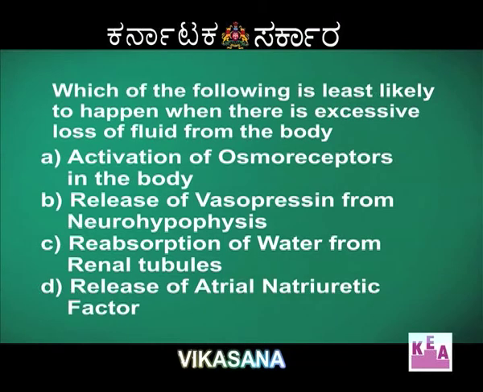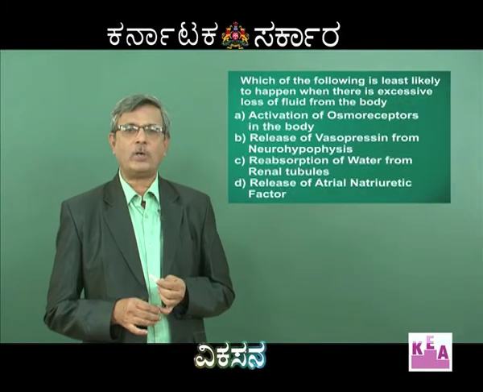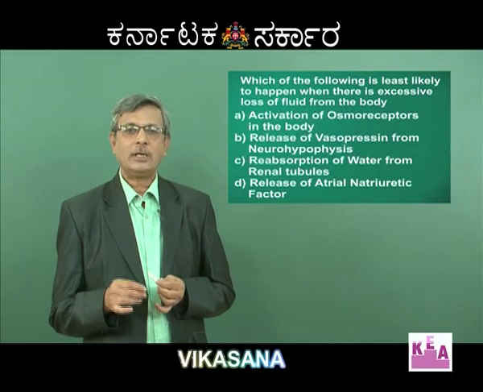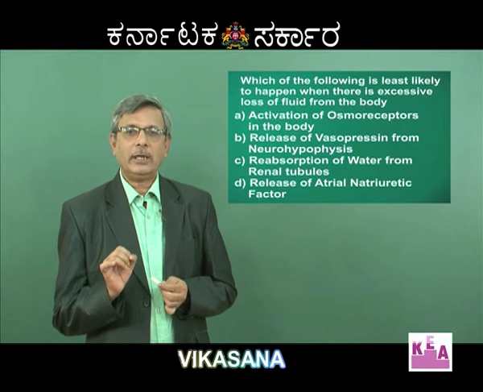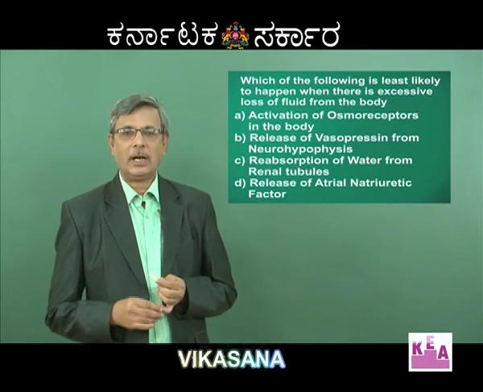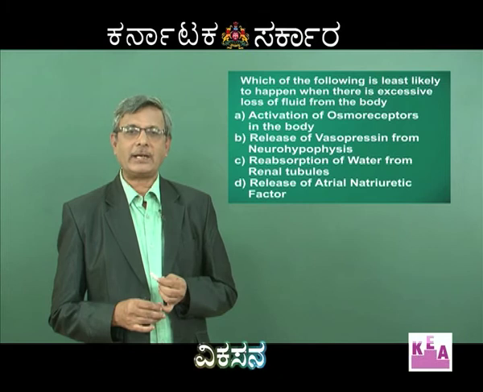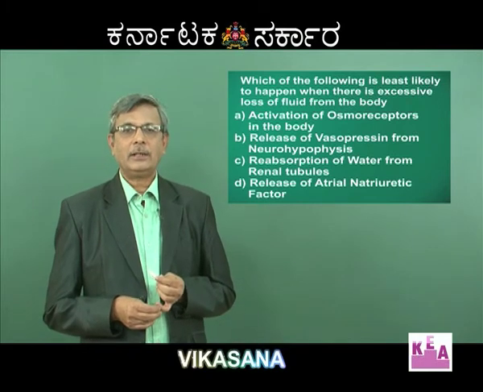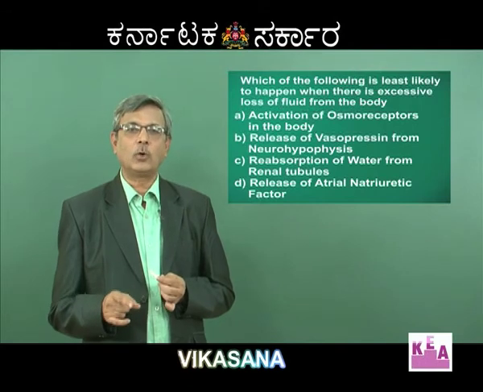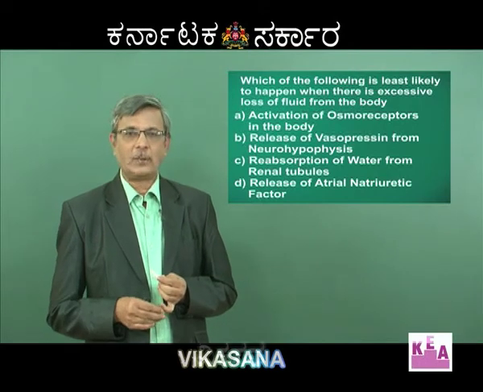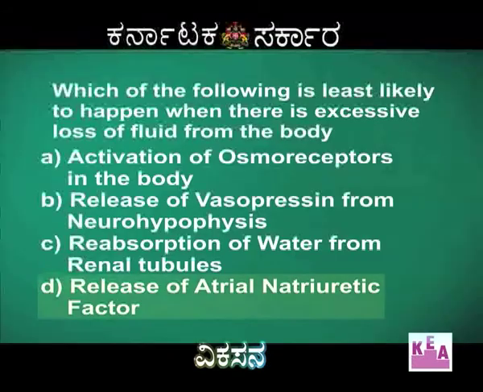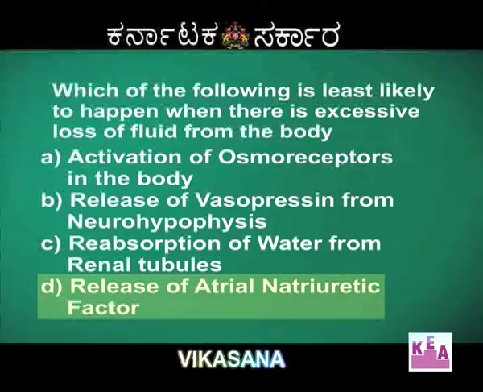Release of atrial natriuretic factor. Remember, whenever body fluid is going to increase, in response to this, pressure in the atria increases, and this is going to make atrial natriuretic factor to release, which is a vasodilator, and as a result it is going to bring down the blood pressure, and thereby it is going to bring down glomerular filtration rate. And option 4 is therefore the right answer.